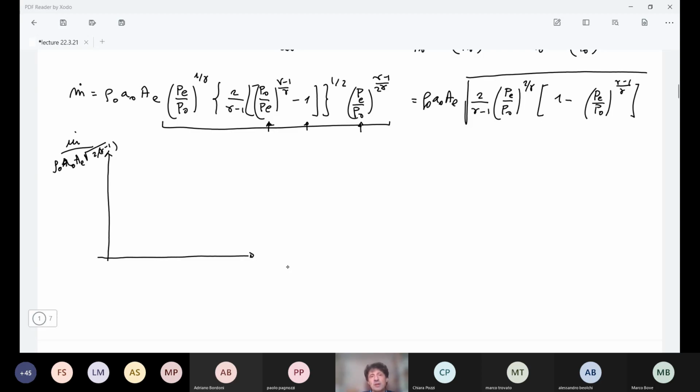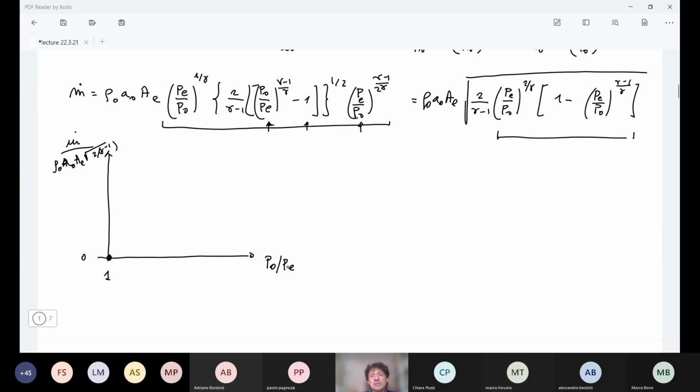So we see the behavior of this term under square root. And what we see is that, of course, if Pe is equal to P0, so if you have the atmospheric pressure equal to the reservoir pressure, we have here 1 minus 1 is 0. Okay, this is when this is 1.